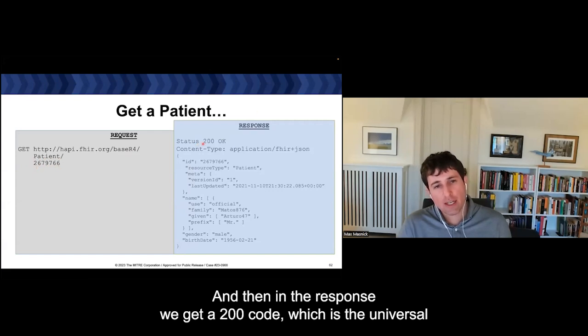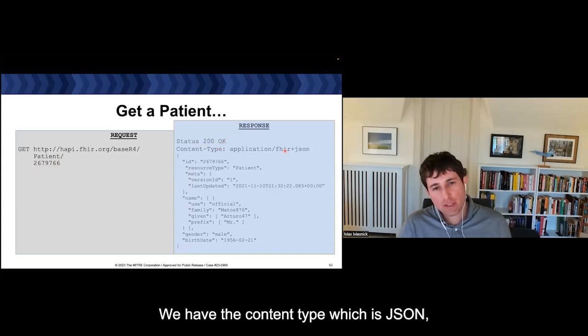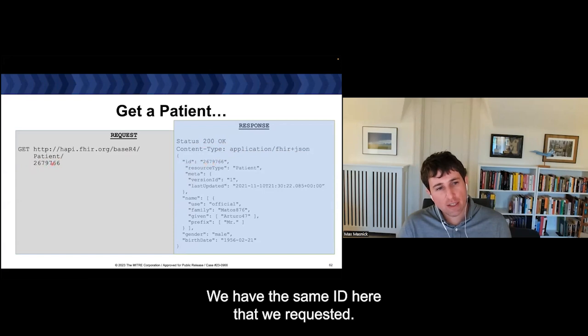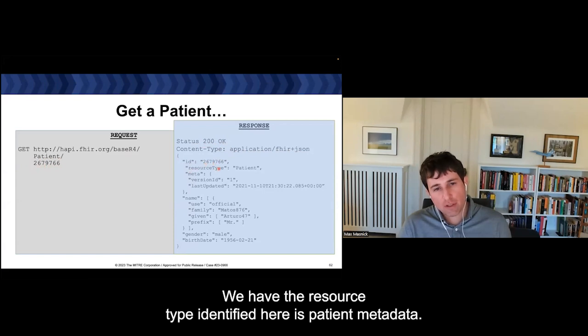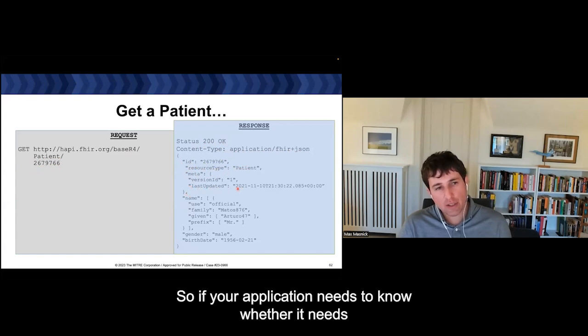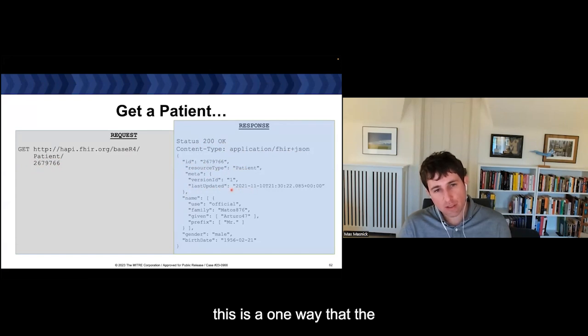And then in the response, we get a 200 code, which is the universal OK code for HTTP responses. We get the content type, which is JSON. And then we get the JSON, that same format we saw a couple slides ago. We have the same ID here that we requested. We have the resource type identified here as Patient, and metadata. Hopefully this includes the last updated dates. So if your application needs to know whether it needs to update its internal data store based on the response from the server, this is one way that the FHIR server can provide this information.